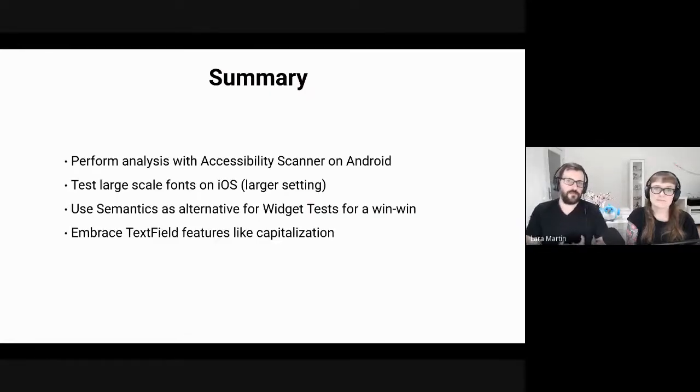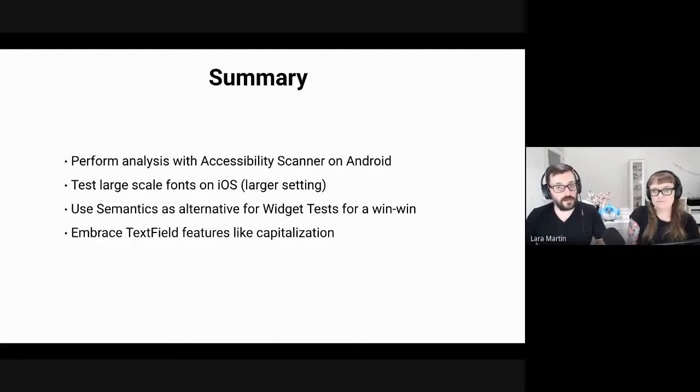So if you want to improve the accessibility of your app, you can follow these steps. First, run the accessibility scanner on Android. That's the quickest way to get a review of your application with lots of actionable items. Then check the larger scale font on iOS, because this is the one that has a higher setting and you will quickly see any mistake you have made.